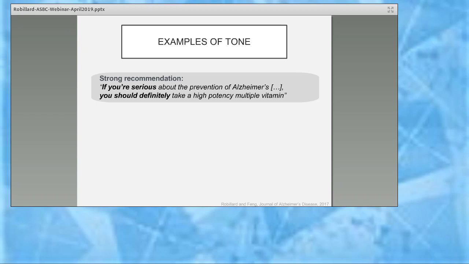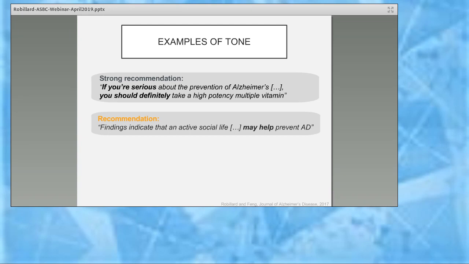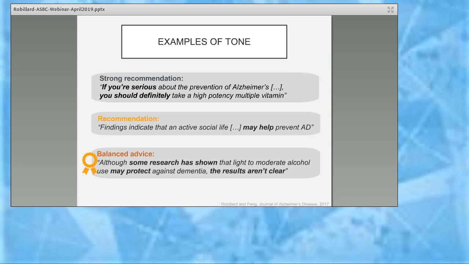We looked at the different types of tone, and that sort of overlaps with the slide with the traffic light. But essentially, if the website is making a strong recommendation, for example, if you're serious about the prevention of Alzheimer's, you should definitely take a vitamin, that's usually a red flag. Sometimes websites may make a simple recommendation and say, well, findings indicate that an active social life may help prevent Alzheimer's disease. That's better. And then what's best is if the advice is balanced. So if the website says things like some research has shown this, but it's not clear, or but we need more information, that's usually what you want to look for.